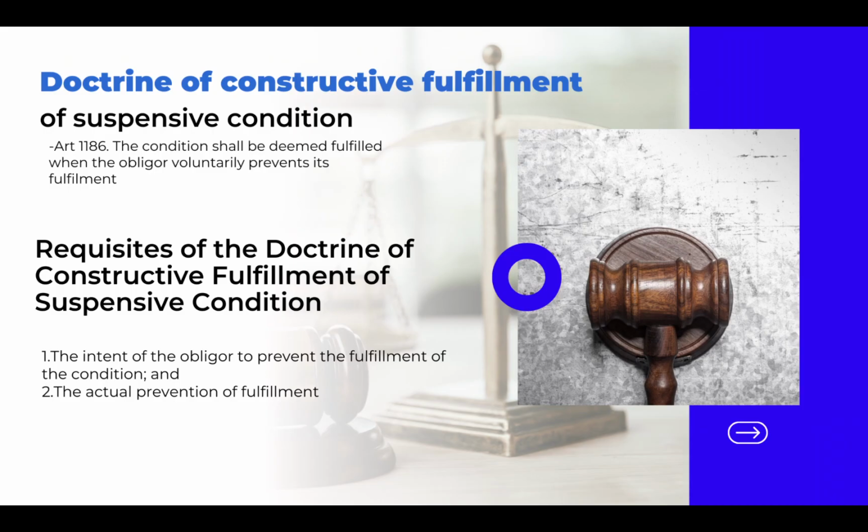Under the doctrine of constructive fulfillment of suspensive condition, under Article 1186, the condition shall be deemed fulfilled when the obliger voluntarily prevents it. Okay? That is according to your 1186. Ito yung tinatawag nating constructive fulfillment of suspensive condition. Pag yung mismong obligor ang gumawa ng paraan para hindi matuloy yung pag-fulfill ng kondisyon, then it is as if nagawa na yung kondisyon. Okay, tandaan nyo, class, it is as if nagawa na yung kondisyon. Because the intent of the obliger is to prevent the fulfillment of the condition. And, of course, the actual prevention of the fulfillment. Kung talaga namang hindi natuloy dahil dun sa kalokohan ng obliger, then it is as if the condition has been fulfilled. Okay?